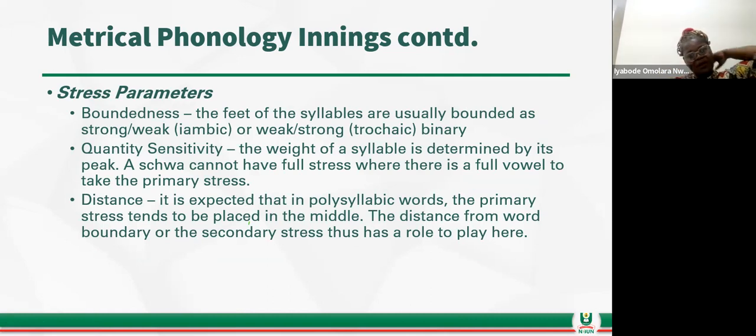Now when you look at stress parameters, this part also affects the analysis of metrical phonology. You look again at the fit of syllables that are usually banded: they have to be in weak and strong, or strong and weak. So you don't just leave them freely. They'll be in a fit, what you call iambic fit if you are doing poetry, to create binary patterns. So you have them occurring like this: one up, down, up, down, up, down. That's usually the normal pattern in the English language.